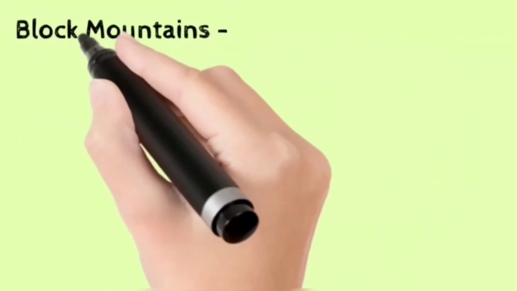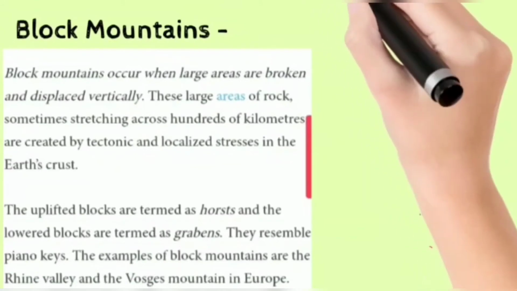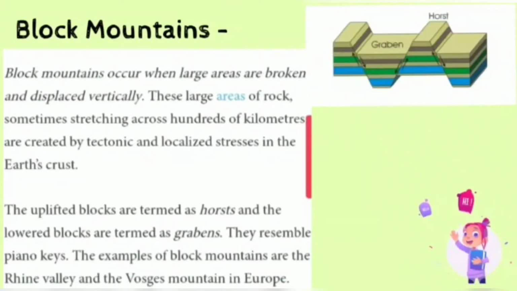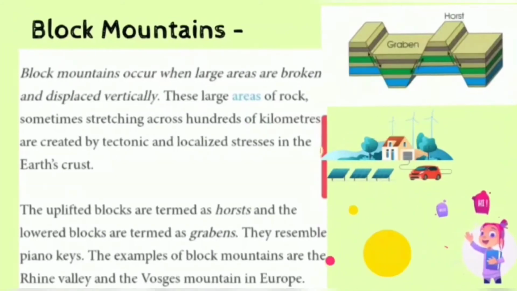Block mountains. Block mountains occur when large areas are broken and displaced vertically. These large areas of rock, sometimes stretching across hundreds of kilometers, are created by tectonic and localized stresses in the Earth's crust. The raised blocks are termed as horst, and the lowered blocks are termed as grabens, which you can see in the picture.